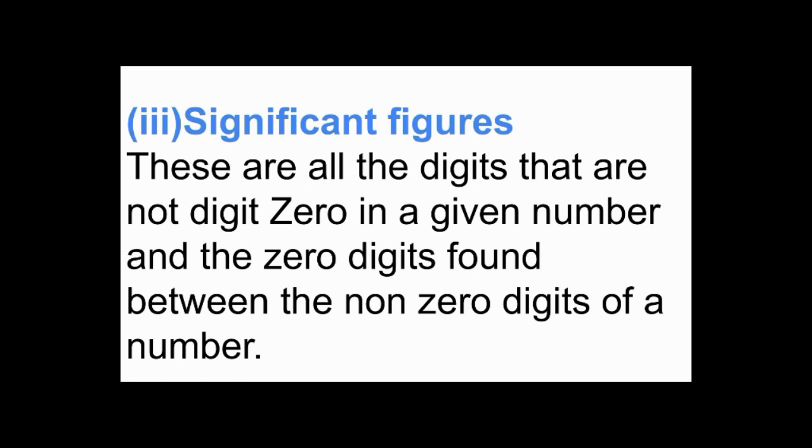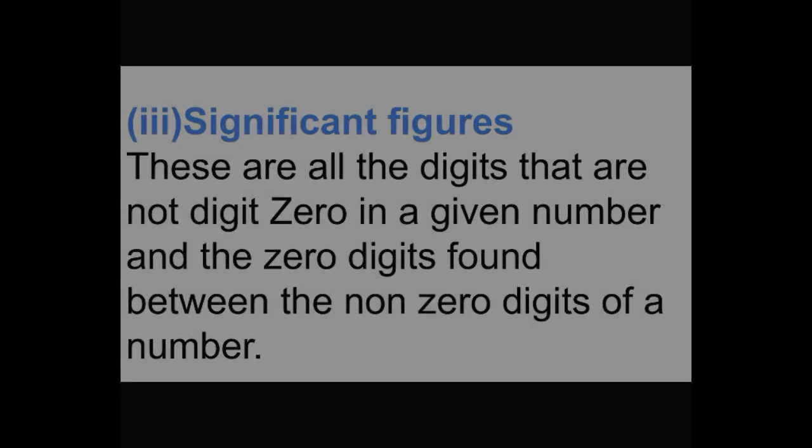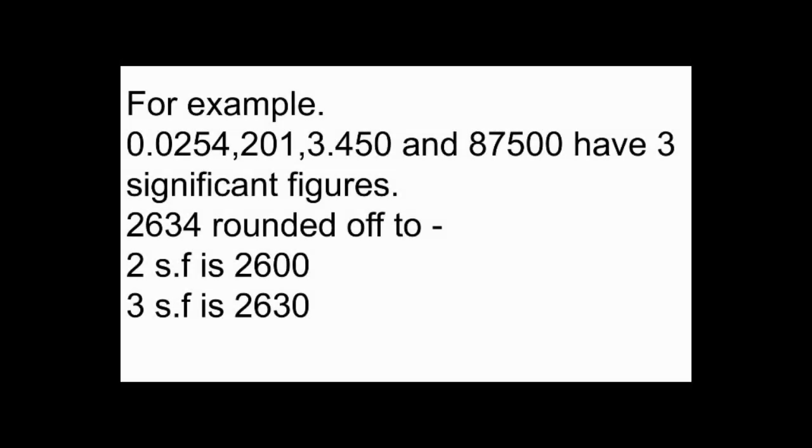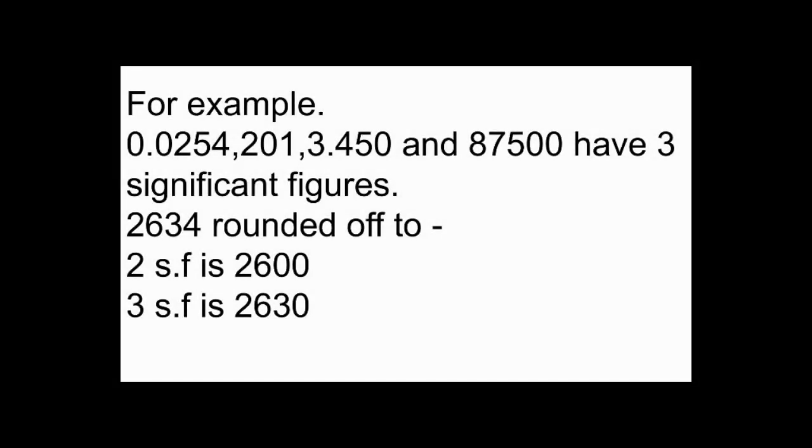Significant figures. These are all the digits that are not digit 0 in a given number, and at the same time, the 0 digits found between the non-zero digits of a number are counted as significant figures. So, two things. Number 1, non-zero digits in a number, and number 2, zeros which are found in between the non-zero digits. Those are counted as significant figures. Now, for example, if you have a number like 0.0254, 201, 3.450, and 87500, all these numbers have three significant figures.